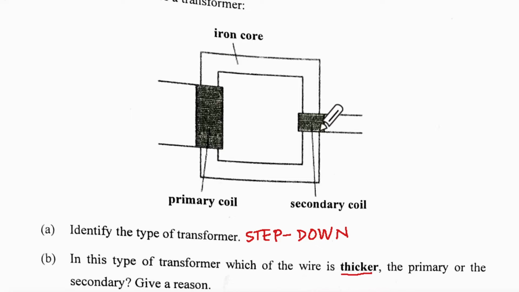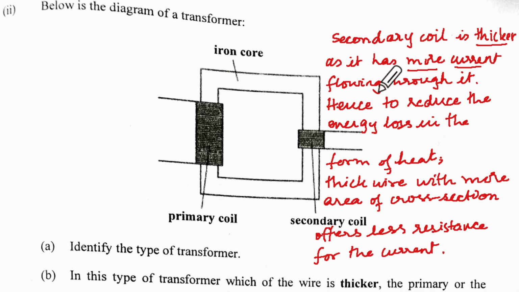In this type of transformer, which wire is thicker, primary or secondary? Now for that, you will see that in the secondary there is less EMF, so current is going to be more. So you will say in the secondary, and the reason for that is, we write, secondary coil is thicker as it has more current flowing through it. Hence, to reduce the energy loss in the form of heat, thick wire with more area of cross-section offers less resistance for the current to flow, power remaining constant.